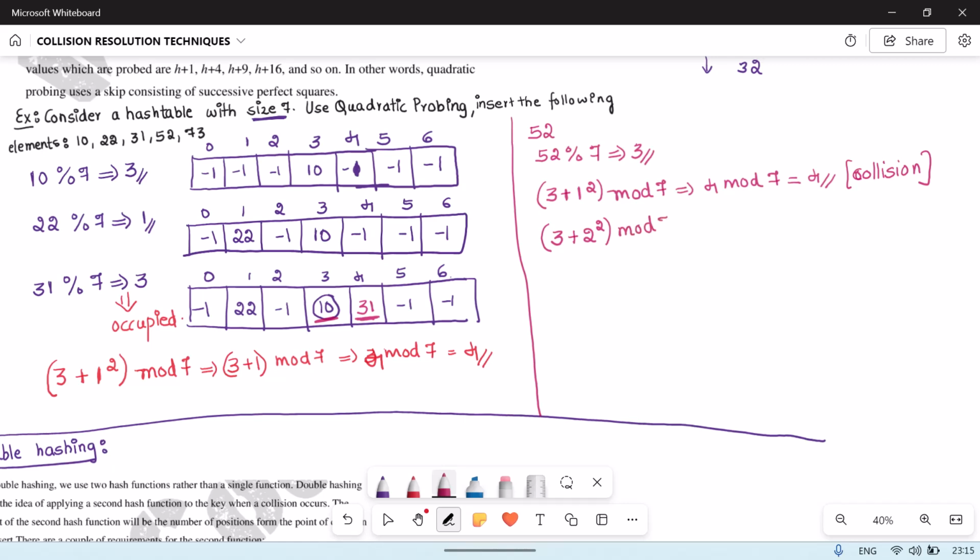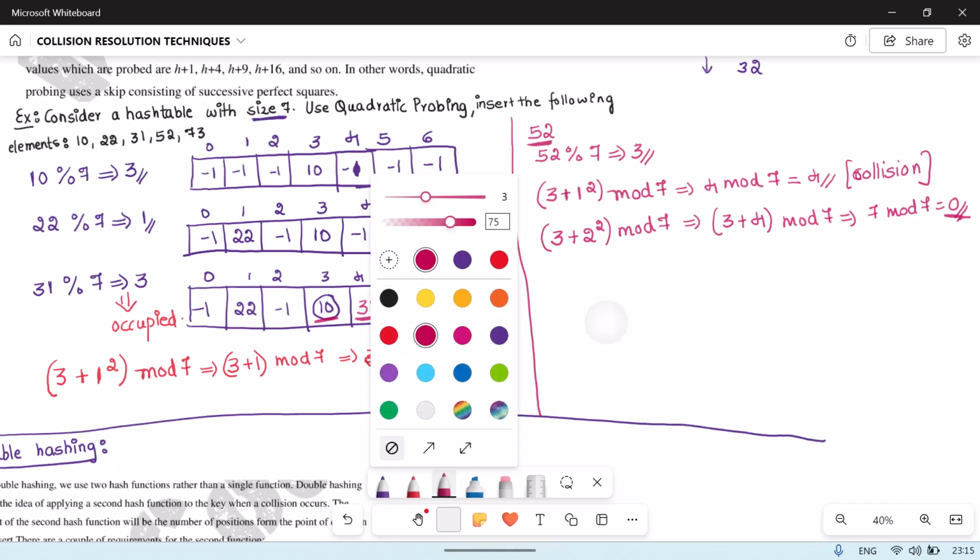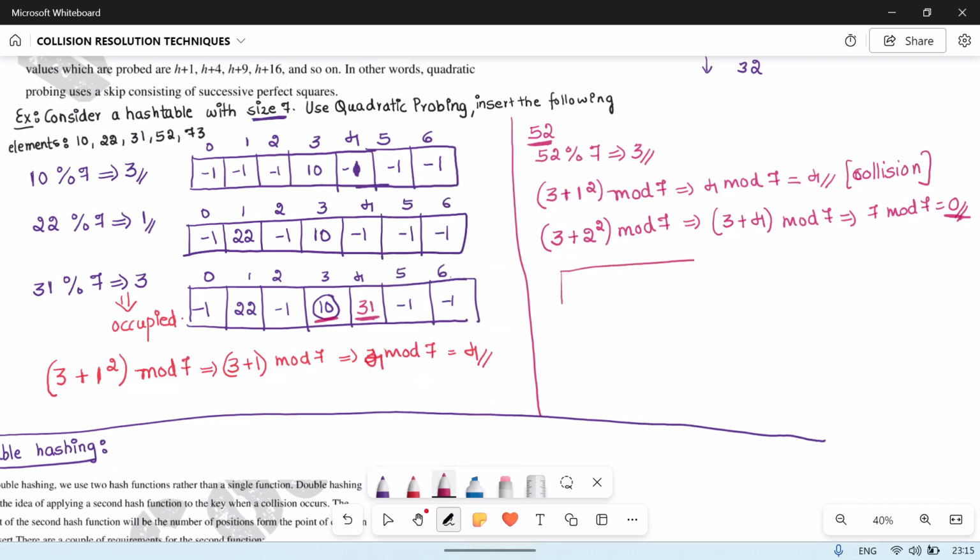Okay, mod 7. So it is 3 plus 4 mod 7, which is 7 mod 7, which is equal to 0. So this means that 52, look at 0. Is it empty? Yes, 0 is empty. So take and place the value 52 at the 0th position. So this is how it is going to look like.